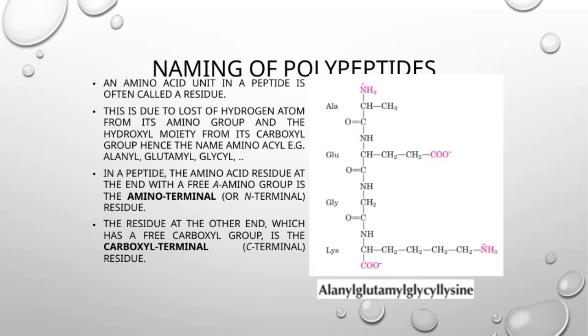In a peptide chain, the amino acid residue at one end, which has a free amino group, is called the amino terminal or N-terminal residue. Conversely, the residue at the other end, which has a free carboxyl group, is known as the carboxyl terminal or C-terminal residue. Understanding these ends is crucial because they define the directionality of the peptide chain, which is important when we talk about peptide sequencing and naming. So, when we refer to polypeptides, the way we name and identify them often depends on these terminal residues, helping us understand their structure and function within the overall context of protein biology.